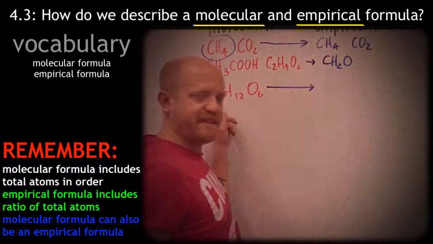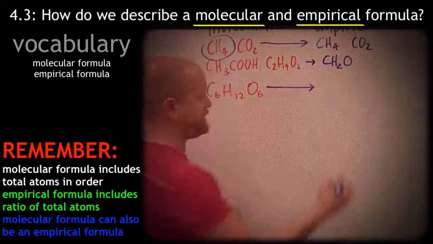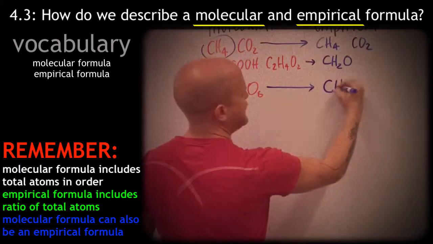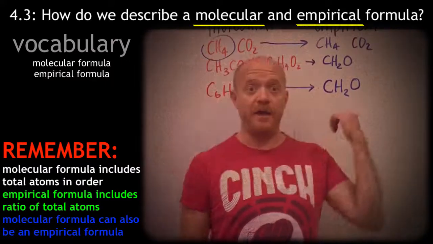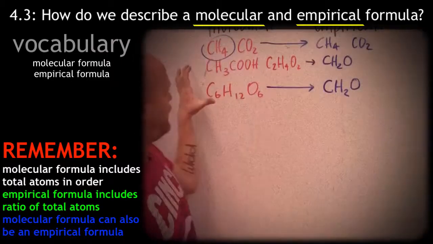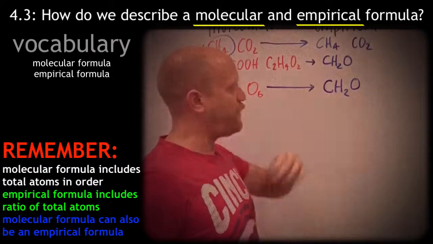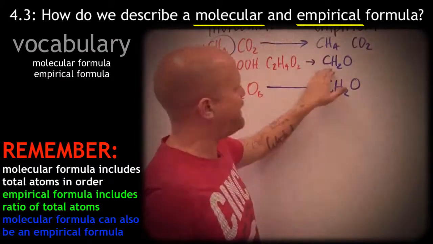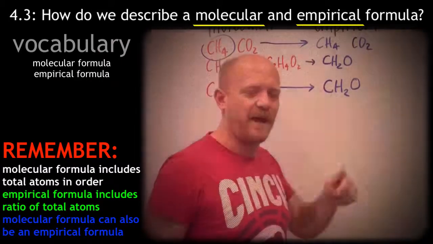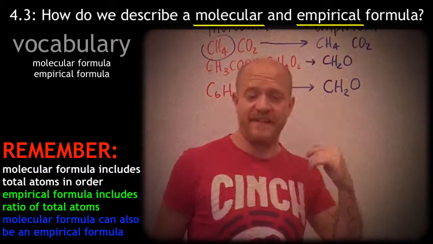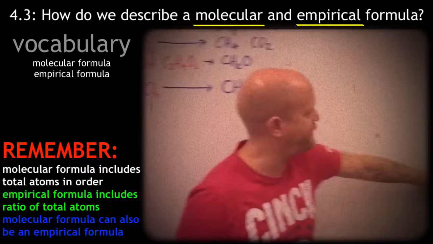Now the next one that I have is glucose, C6H12O6. You can divide them all by 6. 6 divided by 6 is 1, 12 divided by 6 is 2, and 6 divided by 6 is 1. CH2O. Do you notice something? Good. Ethanoic acid and glucose have different molecular formulas, incredibly different structural formulas, but they have the same empirical formula. Just because you have the same empirical formula doesn't mean you have the same properties.